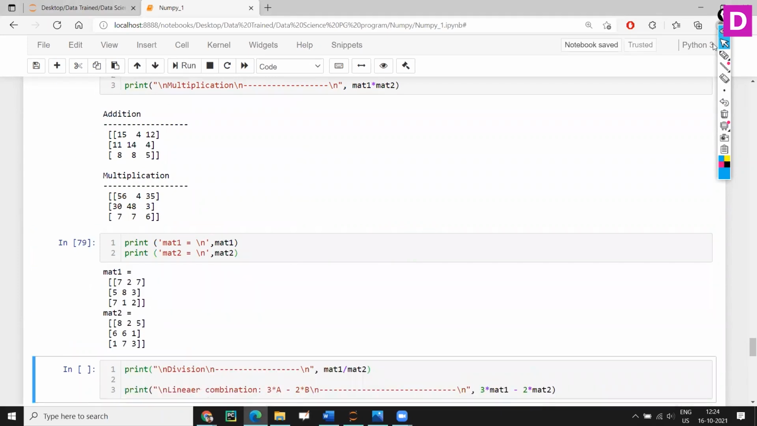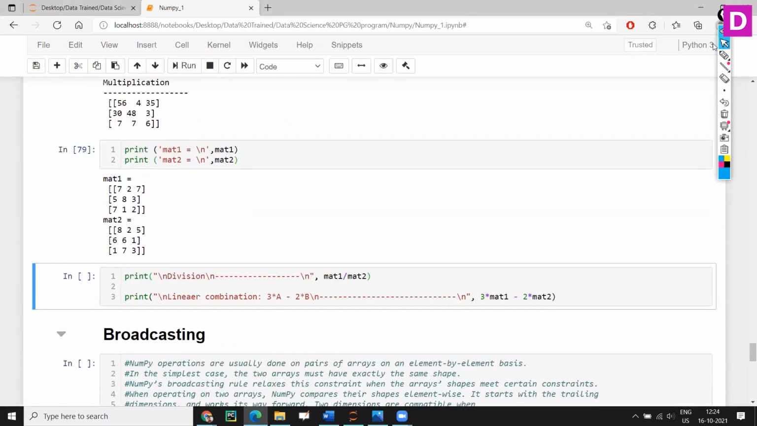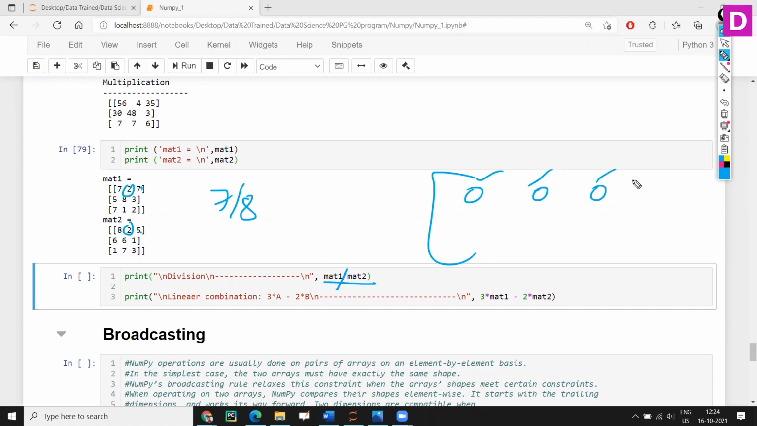Let's print our original matrices here, mat1 and mat2. And we have many more functions, not only addition and subtraction. There are square root, square, and many other things. I will show you what all those are. So let's look into mat1 divided by mat2, division. 7 divided by 8 will be placed here, 2 divided by 2 will be placed here, 7 divided by 5 will be placed here. The result will be placed at the respective position. So that is also one of the things you can do.